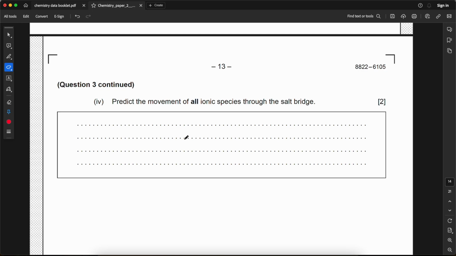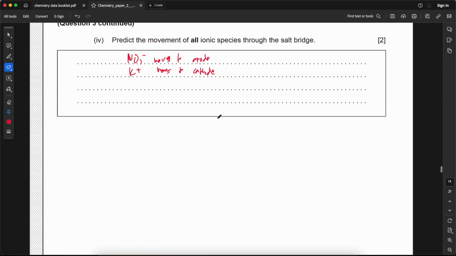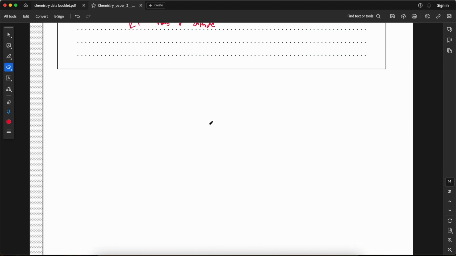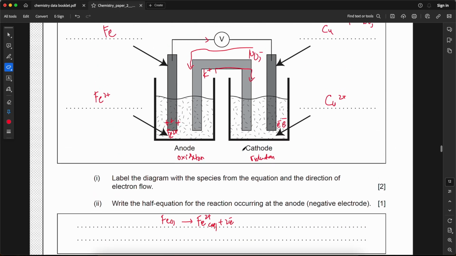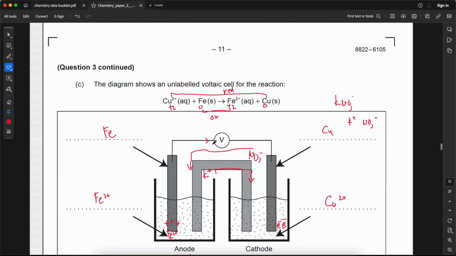So predict the movement of all ionic species through the salt bridge. As I already explained before, NO3- moves to anode, K+ moves to cathode.